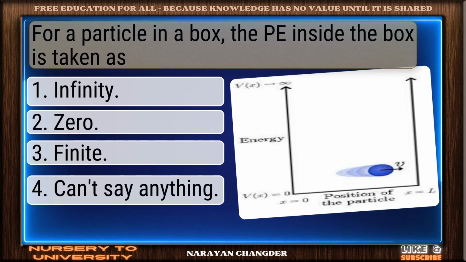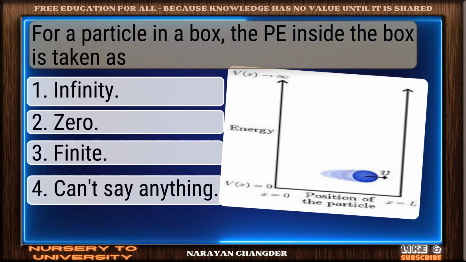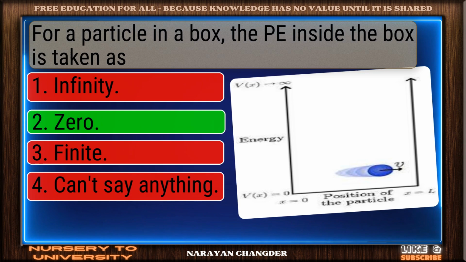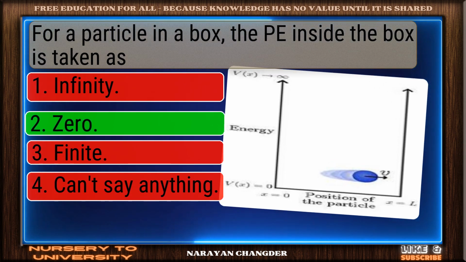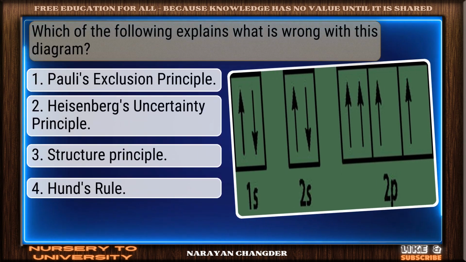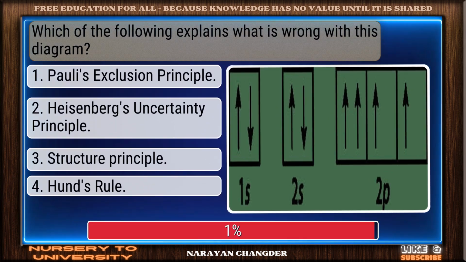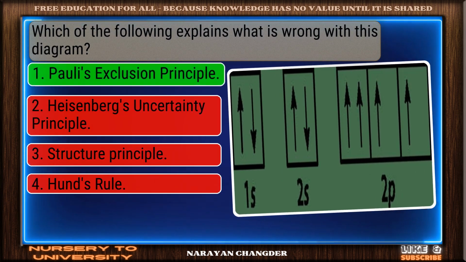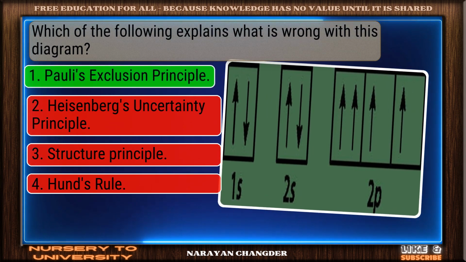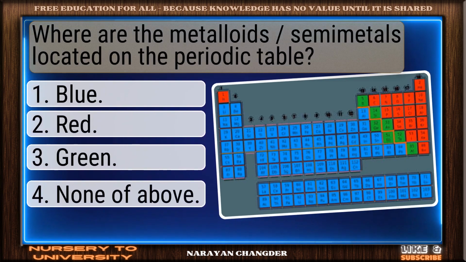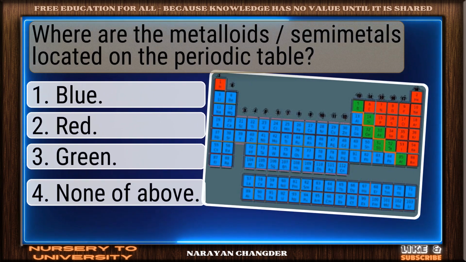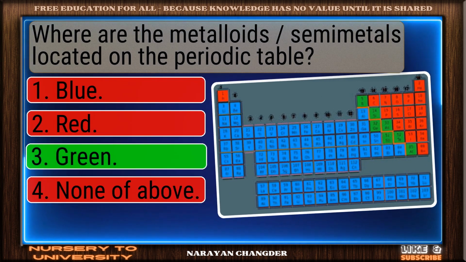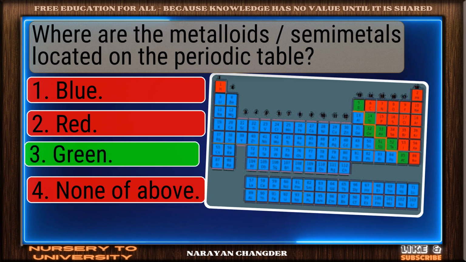For a particle in a box, the potential inside the box is taken as. Correct. 0 is the right answer. Which of the following explains what is wrong with this diagram? Smart move. Pauli's exclusion principle is an accurate answer. Where are the metalloids, or semimetals, located on the periodic table? Sharp thinking. Green is the right choice.